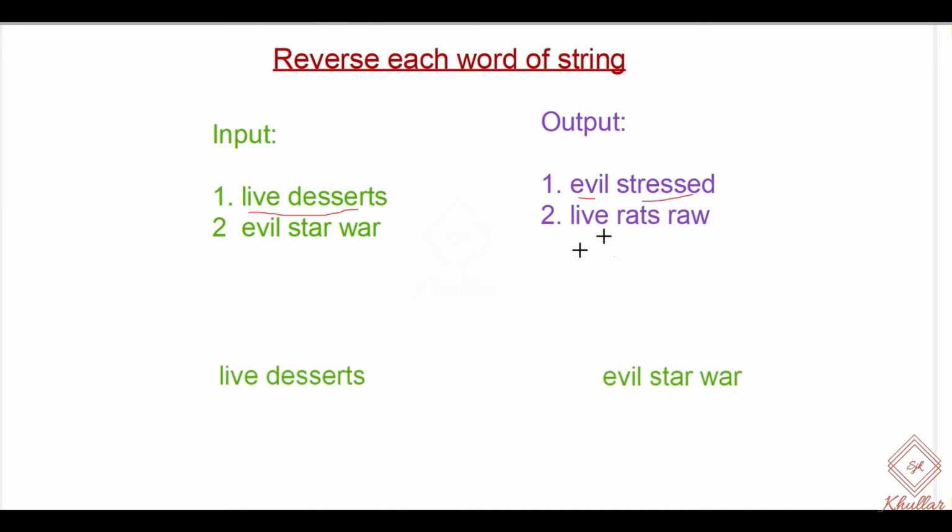That is, the first word "live" should become "evil" and "deserts" should become "stressed", right? And let's take a second example. Suppose we are given "evil star war", and the output should become "live rats raw". That is, "evil" should become "live", "star" should become "rats", and "war" should become "raw". That is our problem statement: we need to reverse each word of a string.